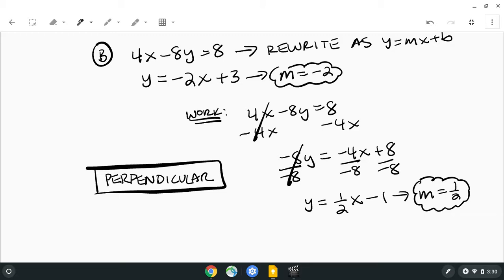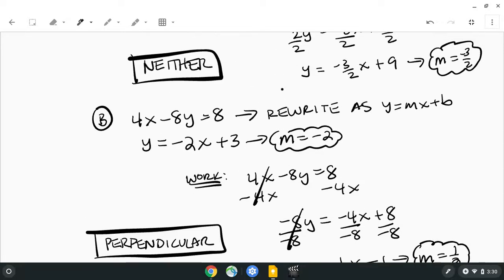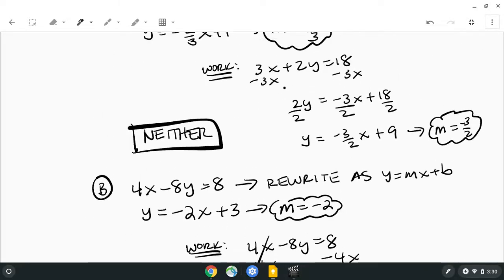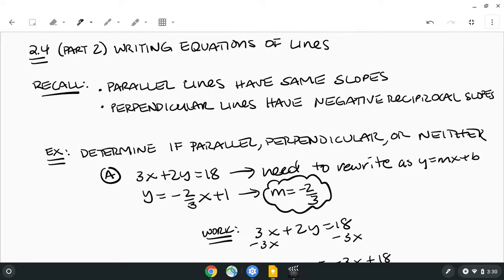All right, so again, you can tell if they're parallel or perpendicular by looking at their slopes. Parallel lines have the same slope. Perpendicular lines have negative reciprocal slopes.